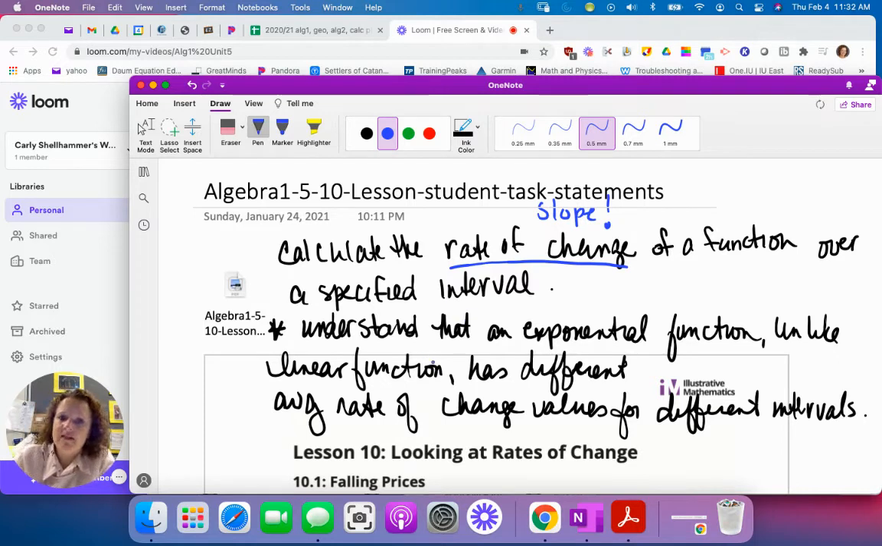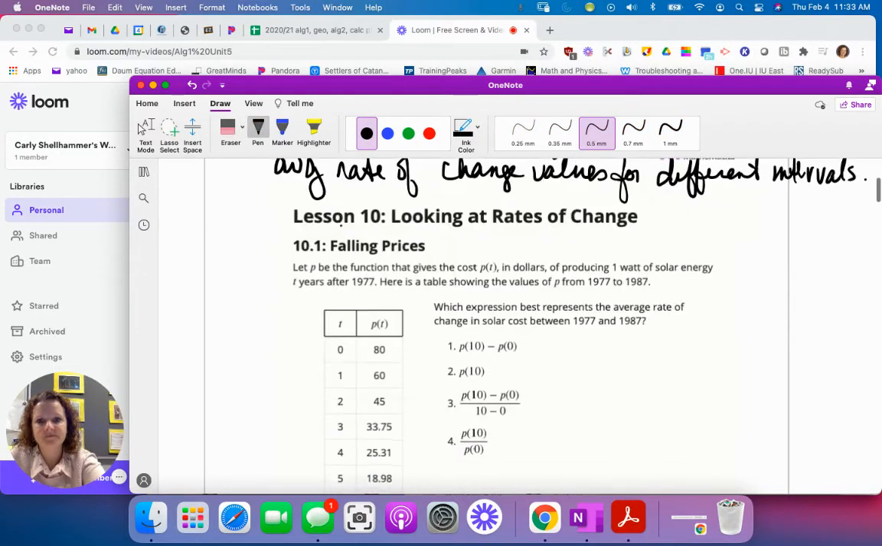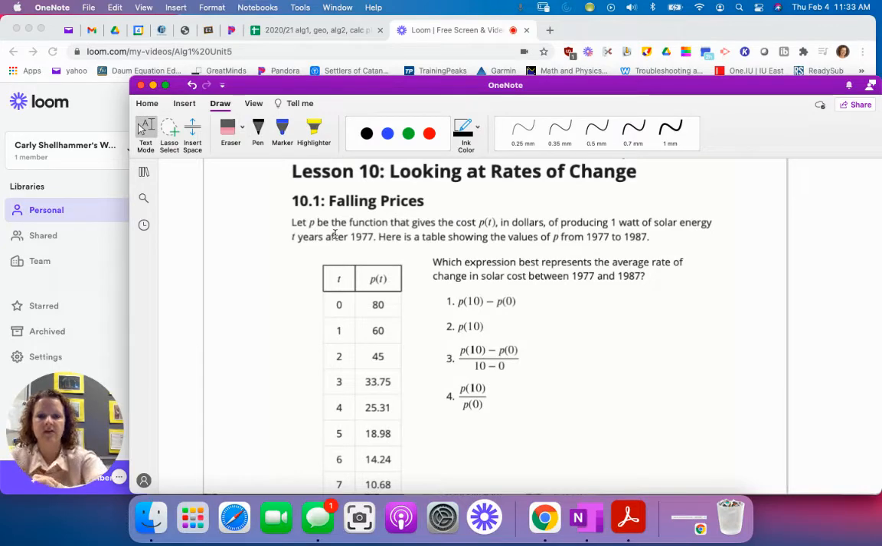We also, really important, need to understand that an exponential function, unlike a linear function, has different average rate of change values for different intervals. If we're exponentially growing, our average rate of change between these two is going to be different than here. Our slope increases as our function increases. Or if we're decaying, our slope is steep here and less steep here. So that's what that means, and that's what we're going to learn today. So let's dive in. Looking at rates of change.